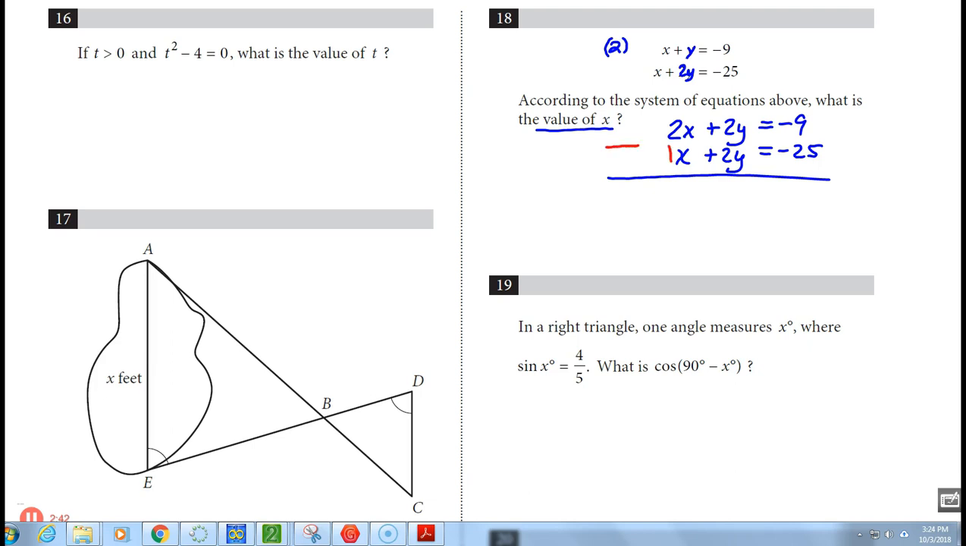So 2x subtract 1x is x. 2y subtract 2y is 0. And now negative 9 minus a negative 25. Again, don't subtract, add the opposite. And this time I would have got my answer without having to plug anything back in, because I chose to eliminate the other letter. So 2 different ways to do it, your choice.